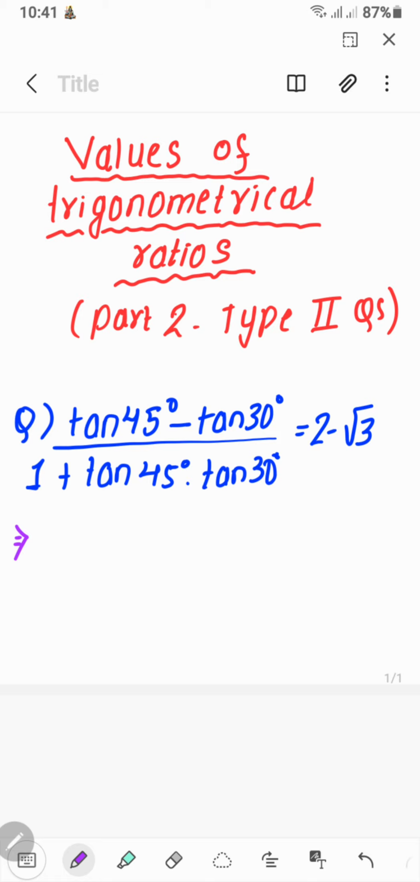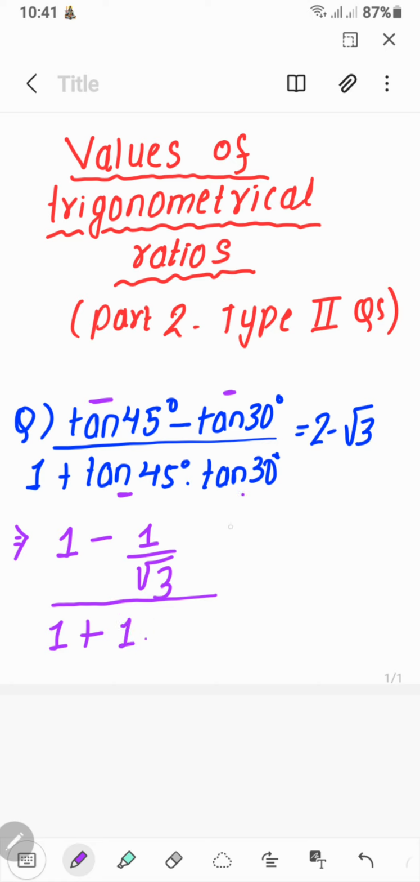So first of all, what is the value of tan 45? So tan 45 is 1. Then tan 30 is 1 by root 3. If you are not sure about the values, you can use the book. Then 1 plus, and this tan 45 is again 1 into tan 30 is again 1 by root 3. This is our LHS. So at first I'll write LHS equals to, okay, so I'm solving LHS.